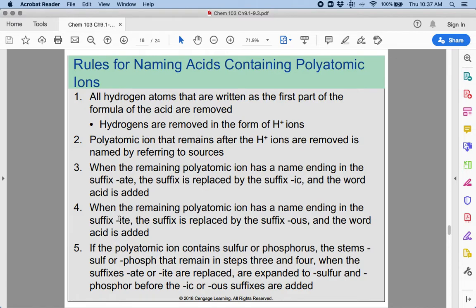If the polyatomic ion ends in "ate," we're going to replace it and end it in "ic." If it ends in "ite," we're going to replace it and end it with "ous." So if I had sulfate, it would become sulfuric. If I had sulfite, it would become sulfurous. Okay, so we're going to see some examples with that.